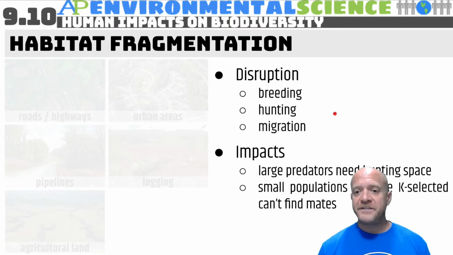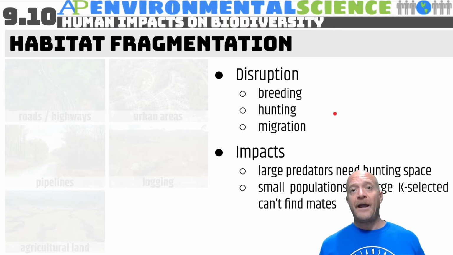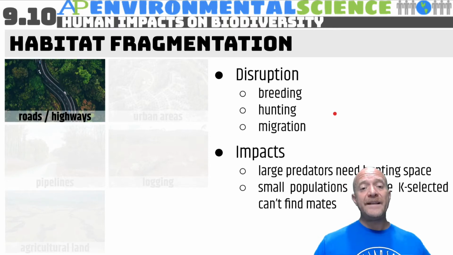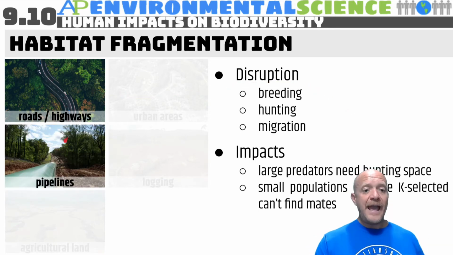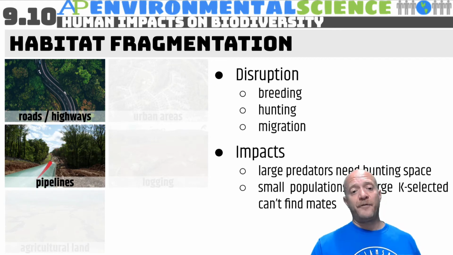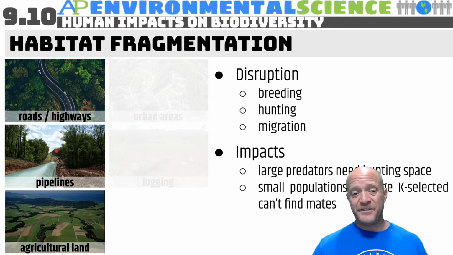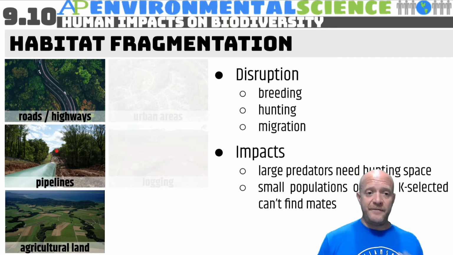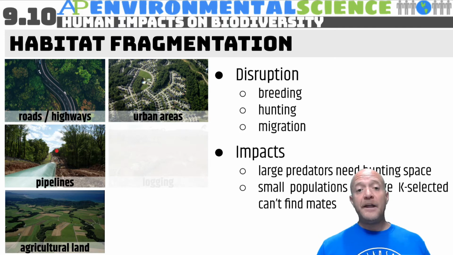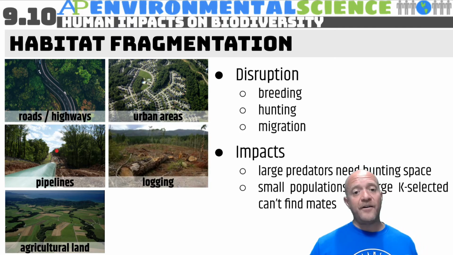Also, small populations of large K-selected organisms won't be able to find mates. For example, if you had a small population of elephants, they're going to have difficulty finding mates if you fragment their habitat. So what are ways that we can fragment a habitat? Building a road or a highway splits a forest into two. Adding a pipeline, for an oil pipeline for example, will split a forest or a grassland in two. Agricultural land can break up a habitat. An urban area can break up a forest, and also logging or deforestation can destroy or break up a forest.